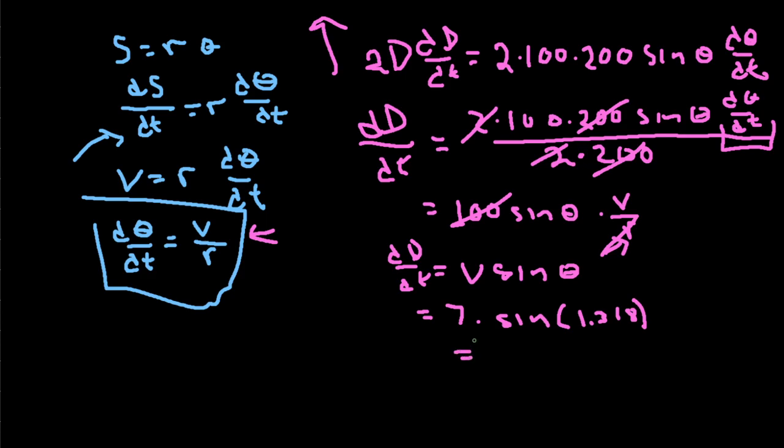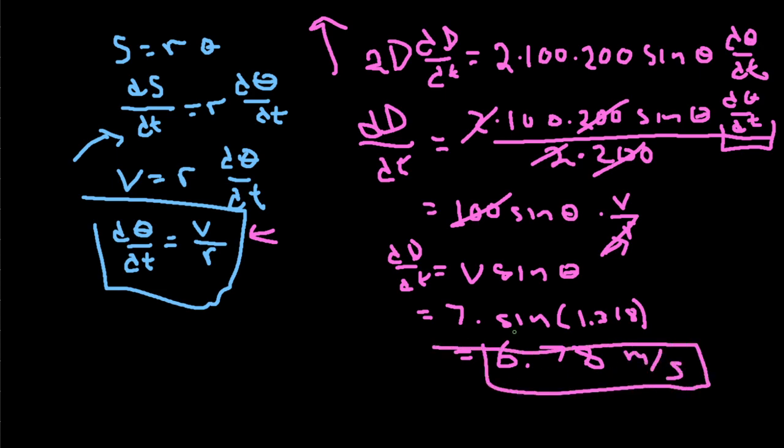So we could go ahead and plug this into our calculator. Sine of 1.318 times 7, and that gives us an answer of 6.77, I guess I could say 6.78 meters per second.